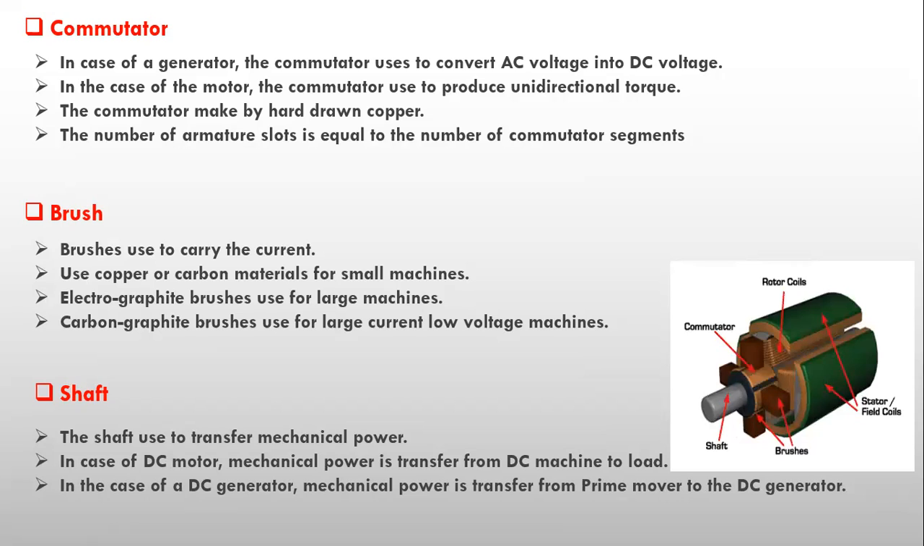Then lastly, the shaft. The shaft is used to transfer the mechanical power. In case of DC motor, mechanical power is transferred from the DC machine to the load. In case of DC generator, the mechanical power is transferred from the prime mover to the DC generator.